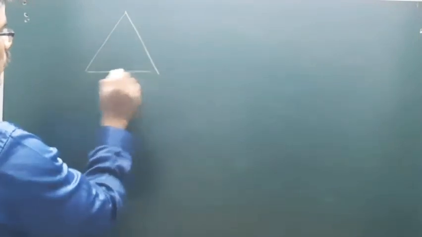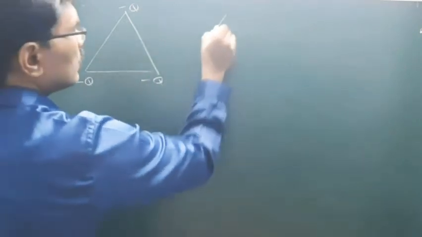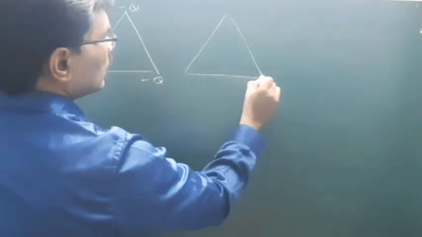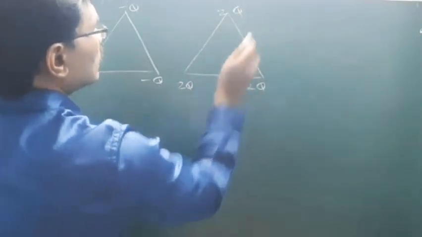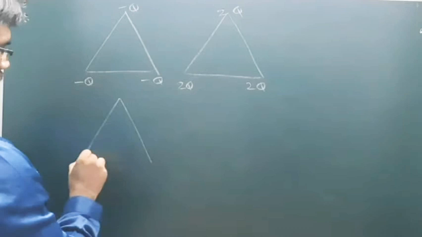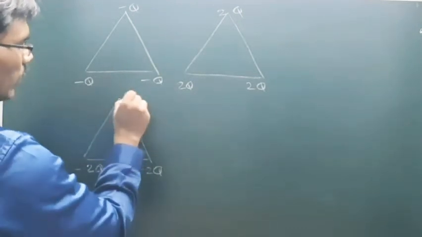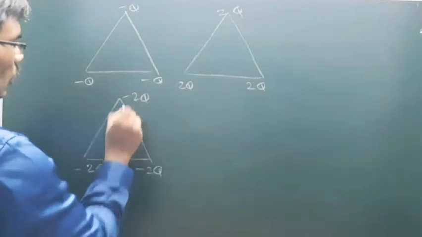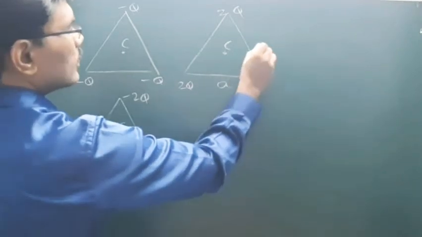Next, based on this, just see what is the electric field at the centroid for all these equilateral triangles. Here minus q, minus q, minus q is there, then what is the net electric field at the centroid? Here 2q, 2q, 2q. Next one, minus 2q, minus 2q, minus 2q. So in all these cases the net electric field at the centroid will be zero.